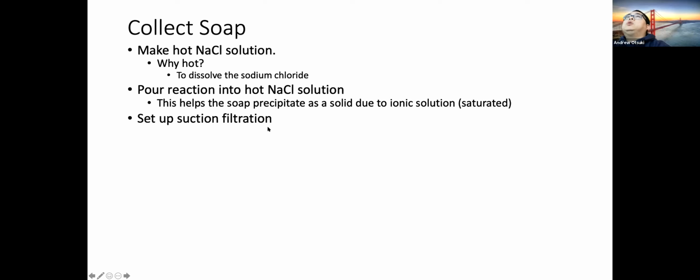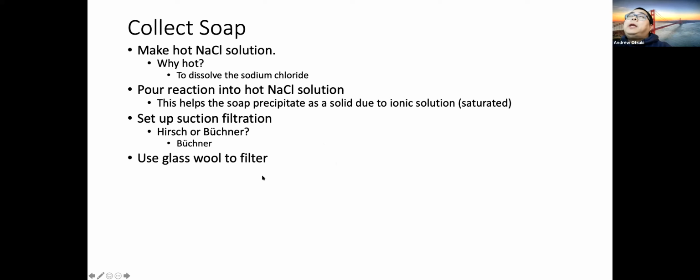Okay, so we're going to set up suction filtration like we've done all quarter. So we're dealing with a large amount of soap, so we want to use the Buchner funnel. Don't use the Hirsch funnel, that's too small. So we want to use the Buchner funnel, and we're going to use glass wool to filter.